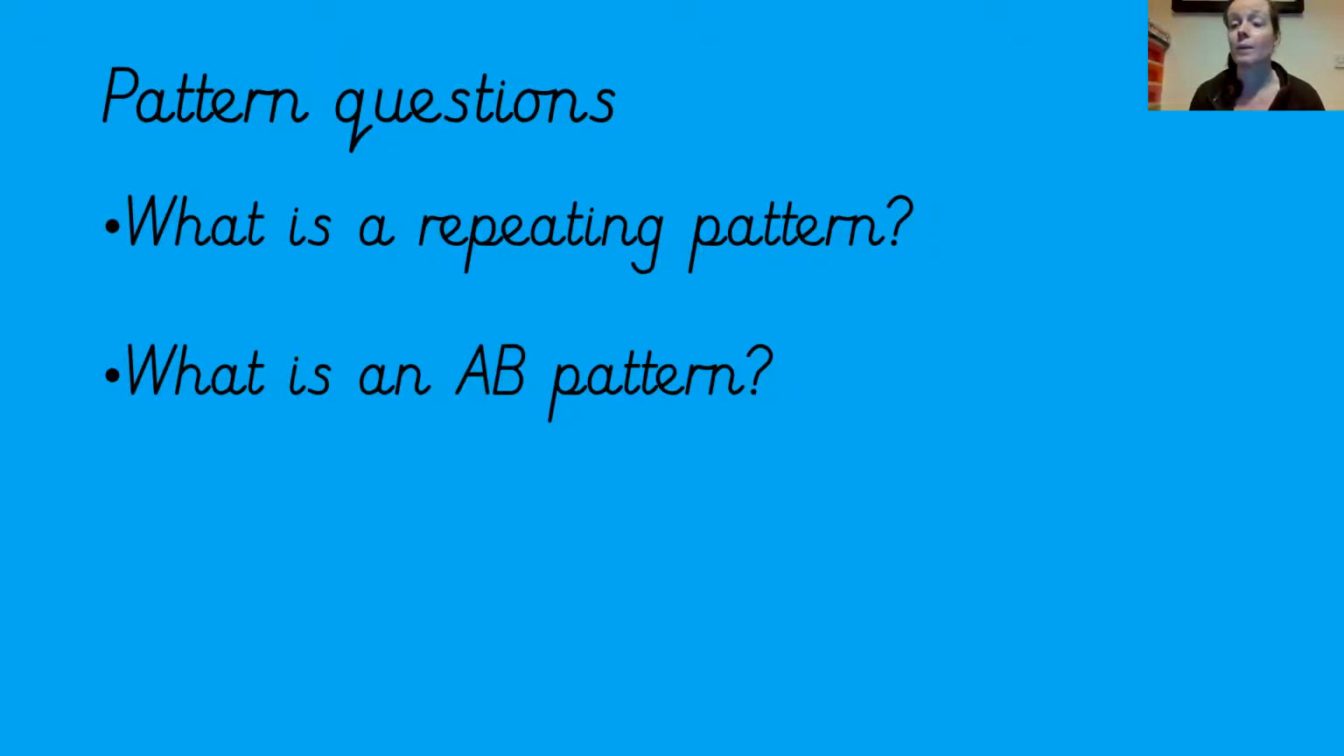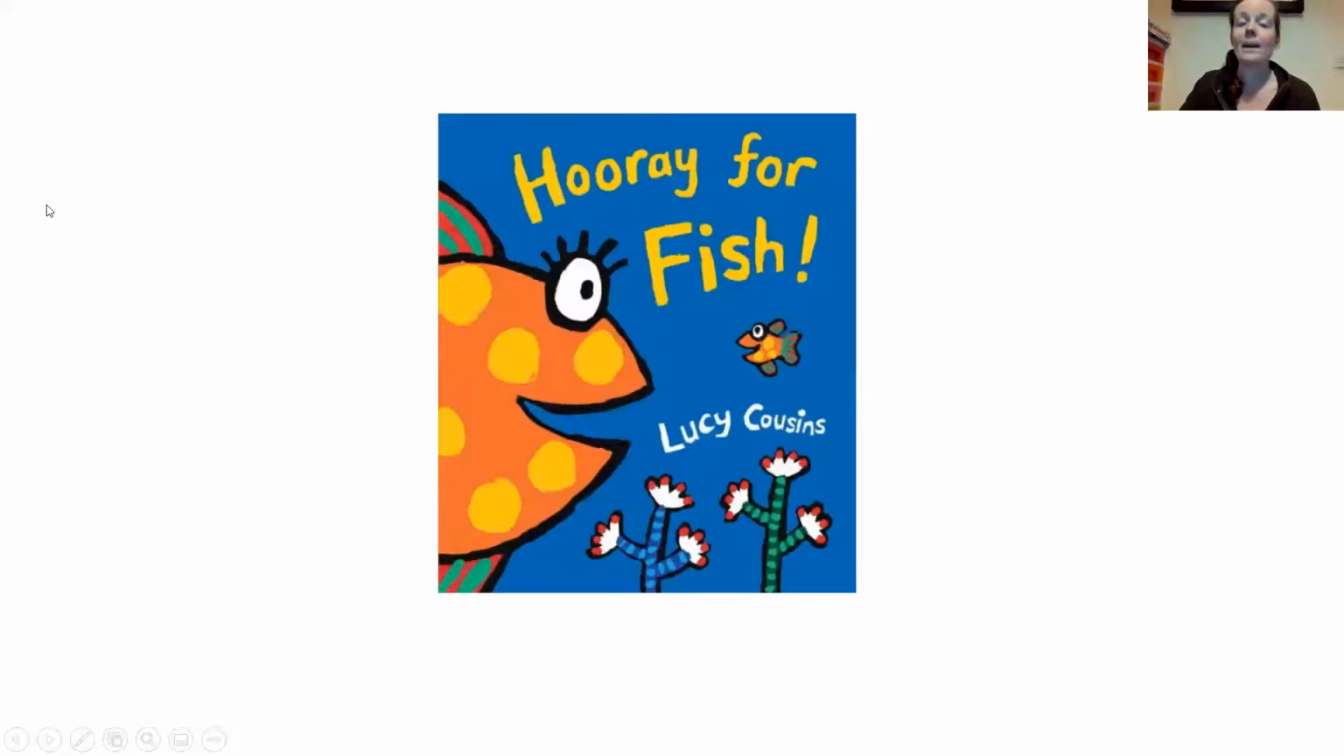And later on in the week, we're going to be looking at the other kinds of patterns as well, because we know that it's not just A-B patterns. And I know some of you like to do those ABC patterns as well. So let's have a look at Hooray for Fish, because in the book there are lots of different fish, and I have chosen some of those fish that have those A-B patterns. So let's have a look and see if we can see what the pattern is.